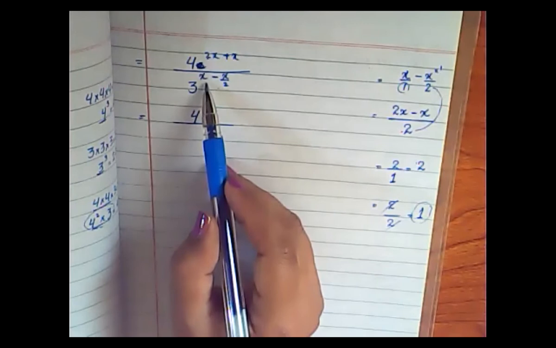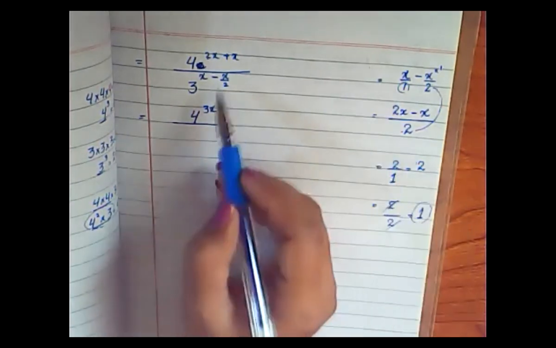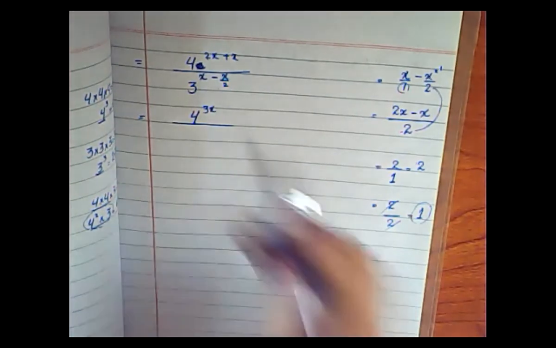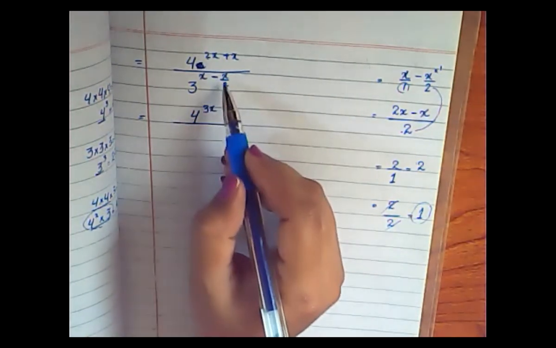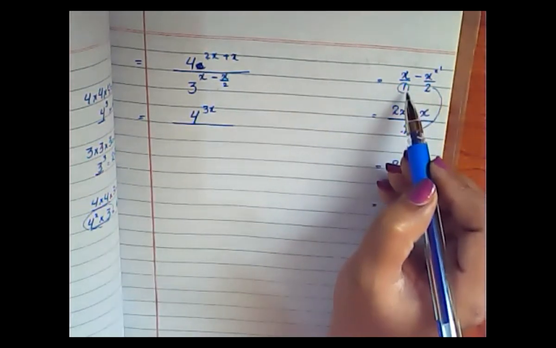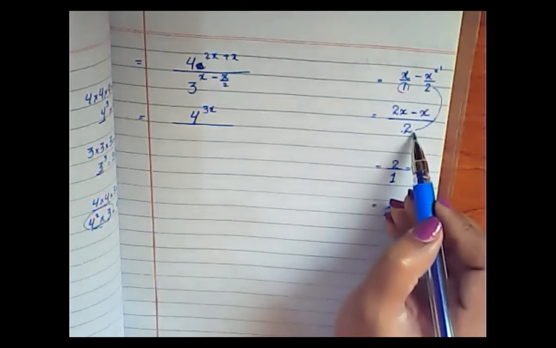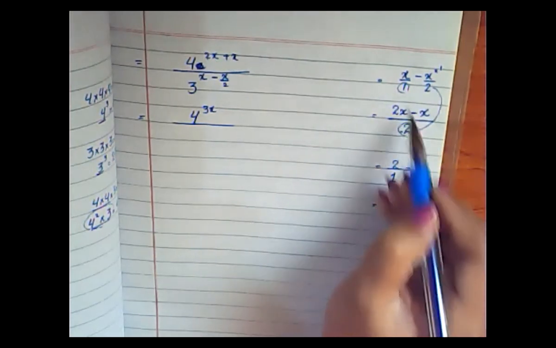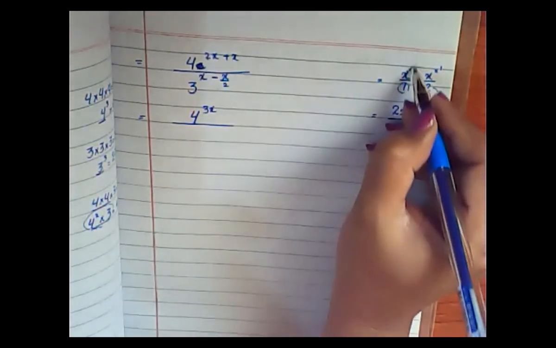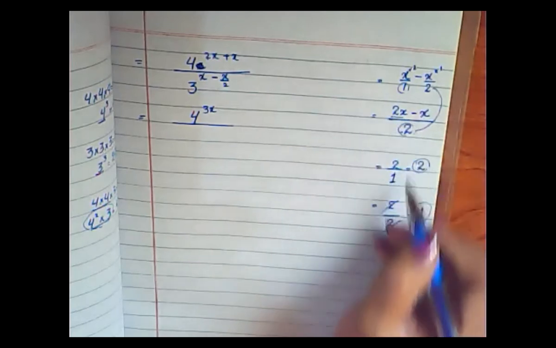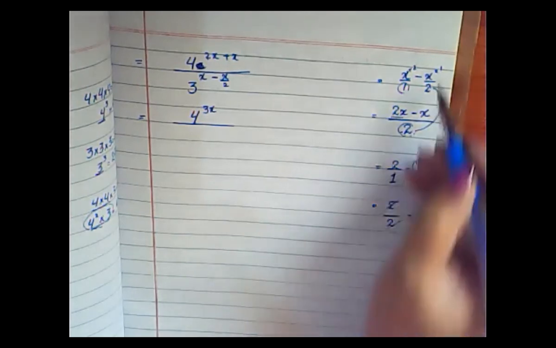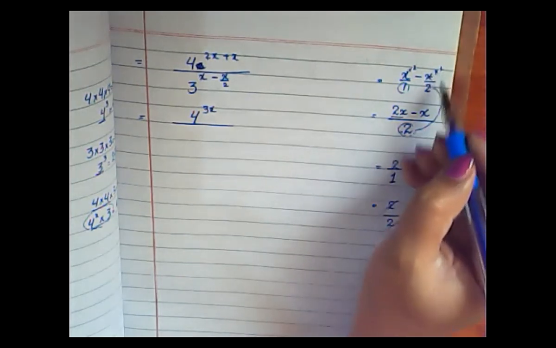I'm repeating again. What you have to do here, you have x minus x upon 2. For this, you will take the LCM. The LCM of 1 and 2 will be 2. So you will divide this 2 by 1. So 2 divided by 1 will be 2, and you are going to multiply this x with 2. So 2 multiplied by x will be 2x. Similarly, when you divide this 2 by 2, the answer will be 1. So you are going to multiply this x with 1. So x multiplied by 1 will be x.